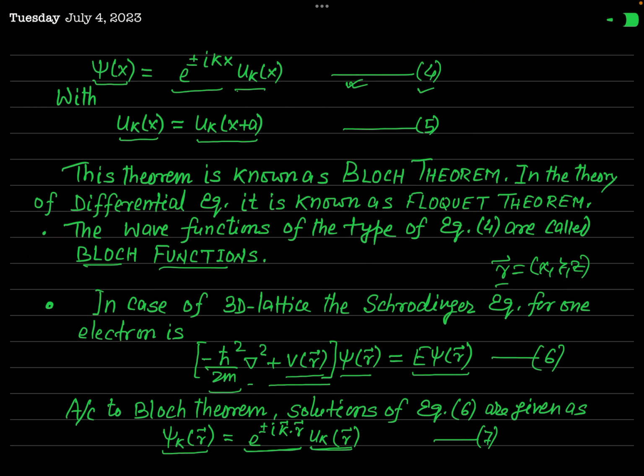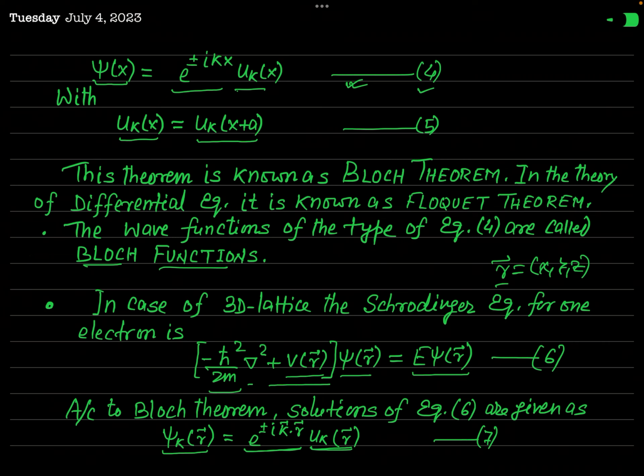So this is the three-dimensional equivalent of this equation 4. This is your Bloch theorem. I hope you have clearly understood what this Bloch theorem is. Bloch theorem simply gives the solution of the Schrodinger equation set up for a single electron moving in a periodically varying potential.